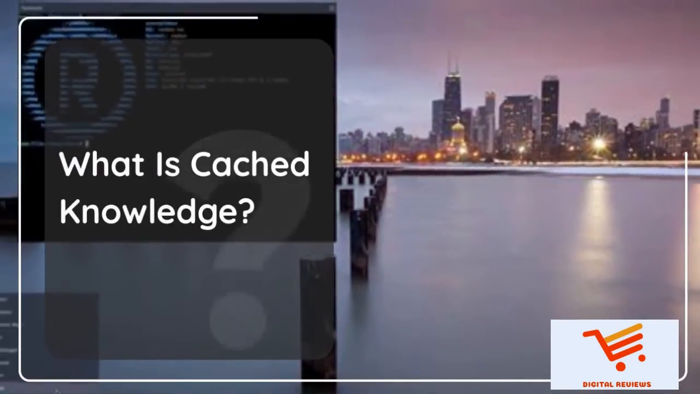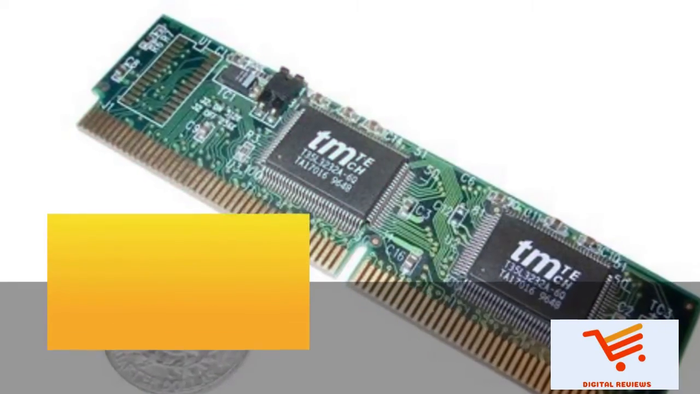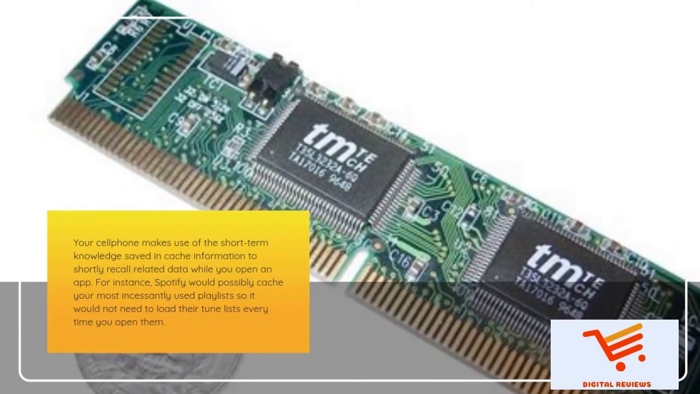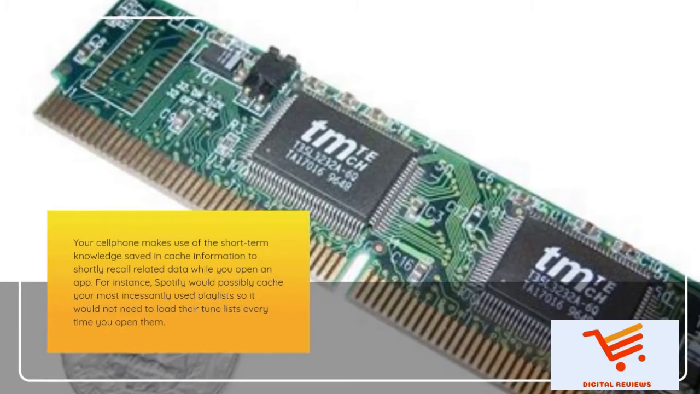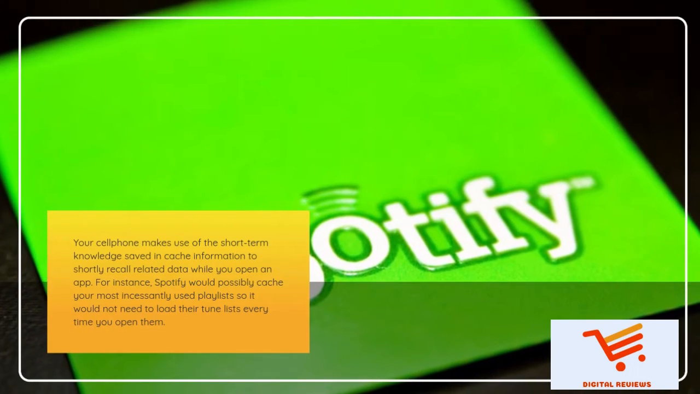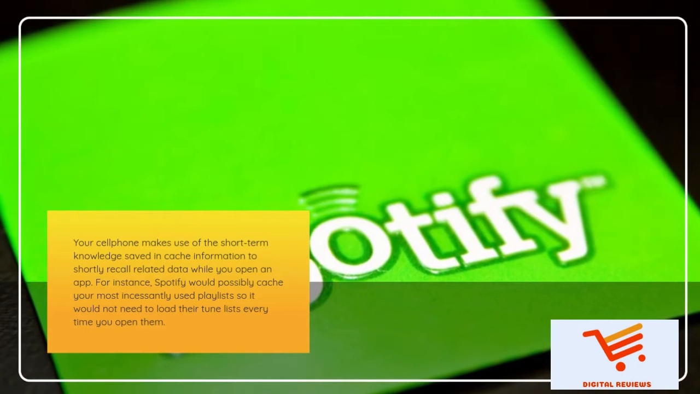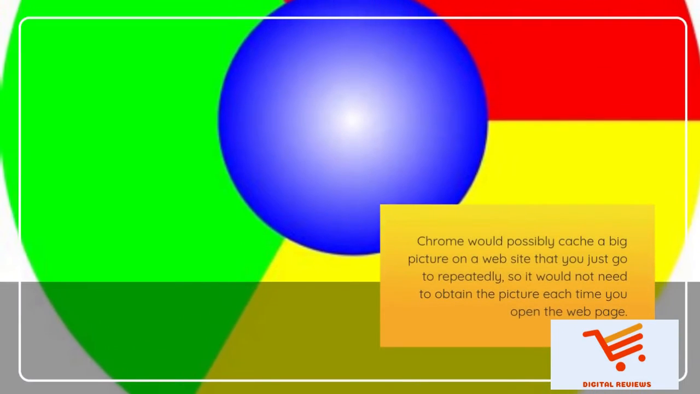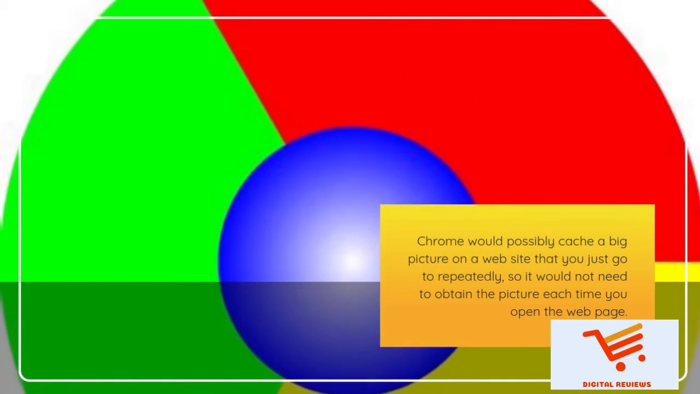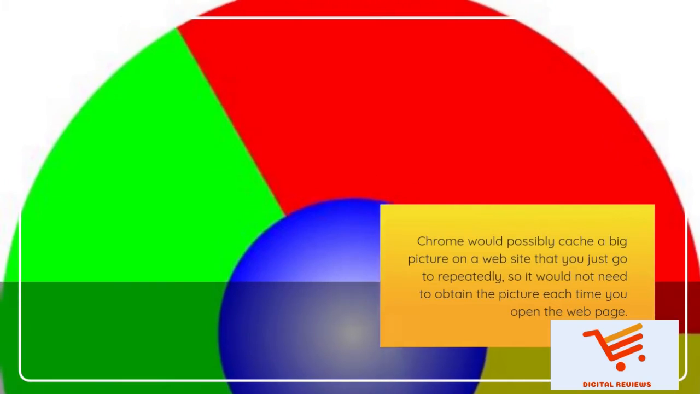What is cached data? Your phone uses the temporary data stored in cache files to quickly recall relevant information when you open an app. For example, Spotify might cache your most frequently used playlists so it doesn't have to load their song lists every time you open them. Chrome might cache a large image on a website that you visit repeatedly, so it doesn't need to download the image each time you open the page.